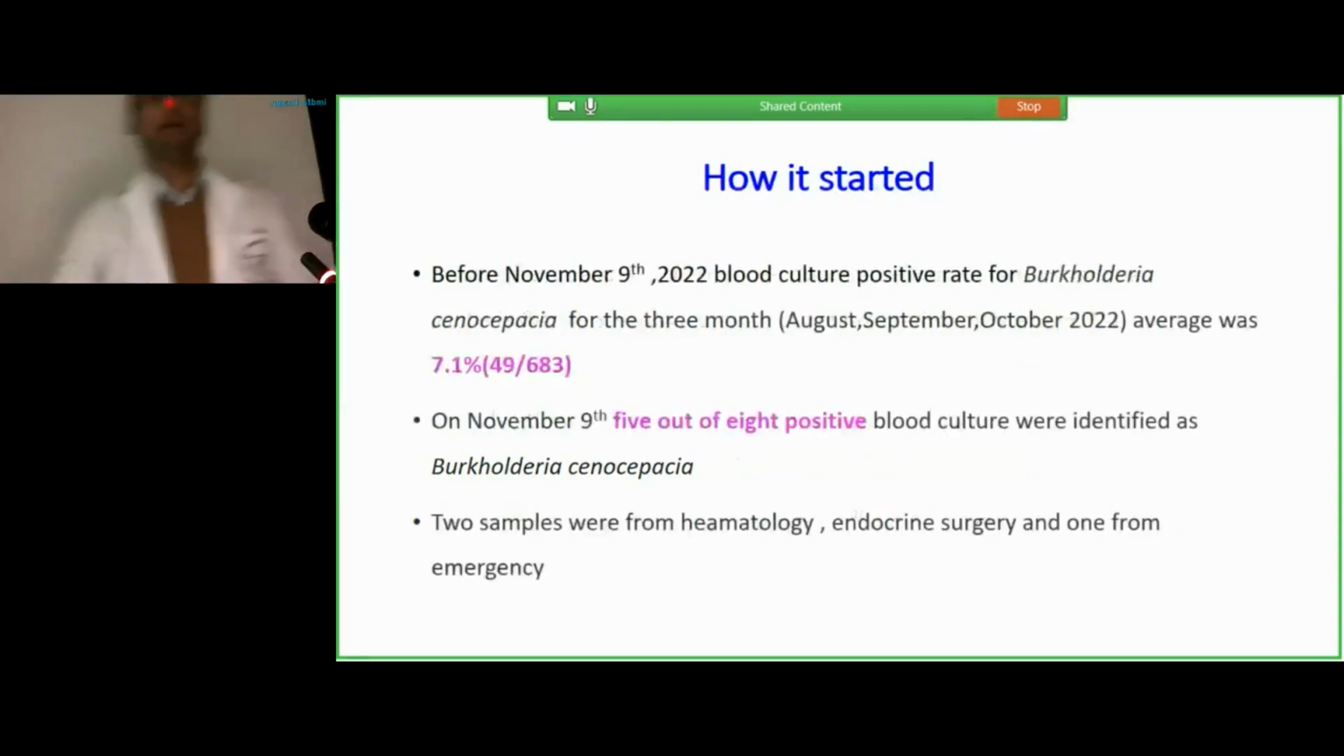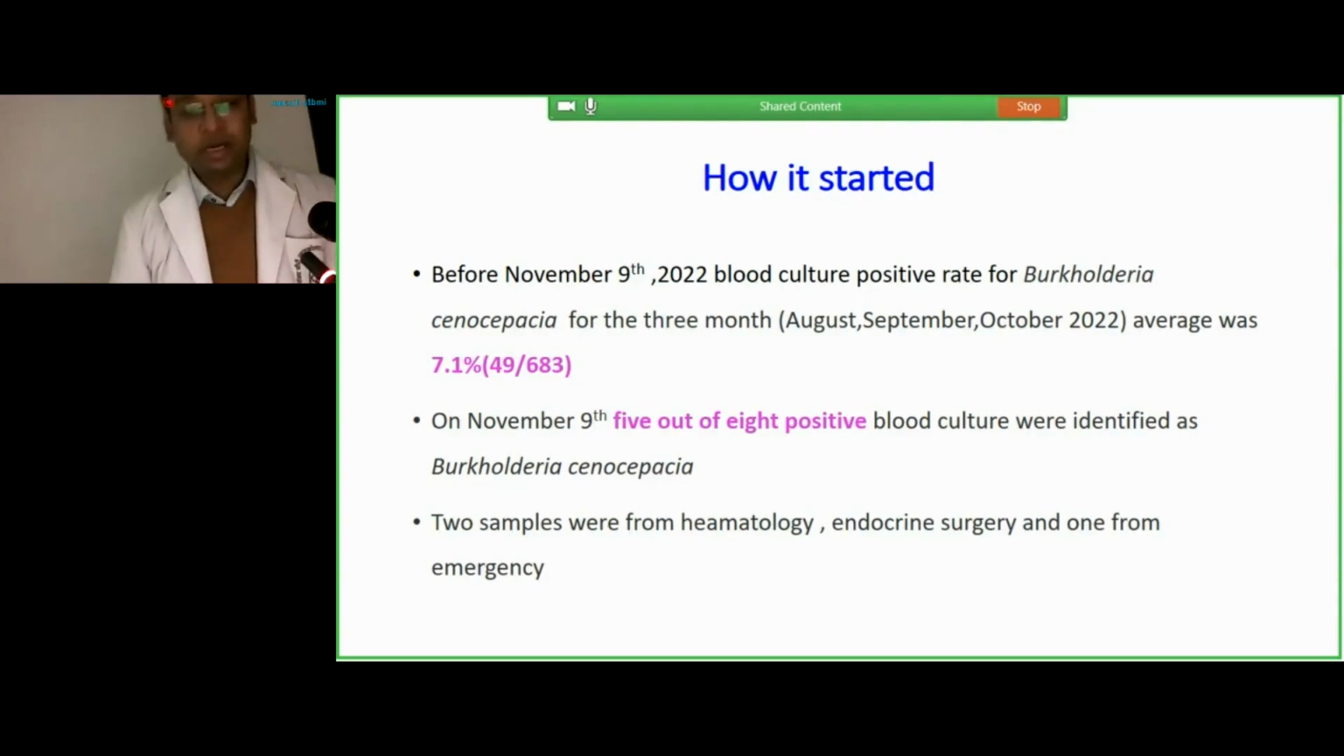So how did it start? Before November, the blood culture positive rate for Burkholderia cepacia in our center for an average 3-month period was around 7.1%. On November 9, 5 out of 8 positive blood culture bottles were identified as Burkholderia cepacia. 2 samples were from the hematology ward and endocrine surgery, and 1 from the emergency.